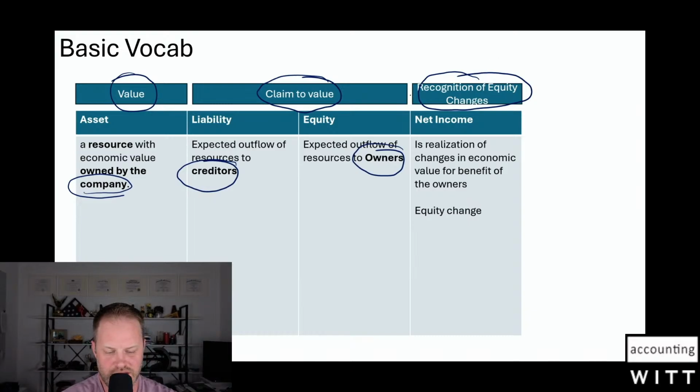So this recognizes changes in equity. These are the realizations of changes in economic value for the benefit of the owners. So changes in equity, you could call that the net income.